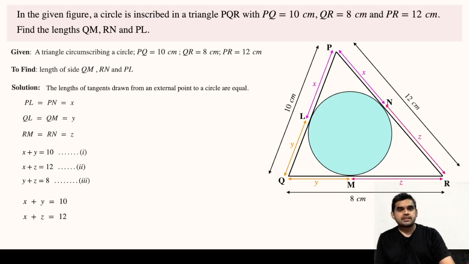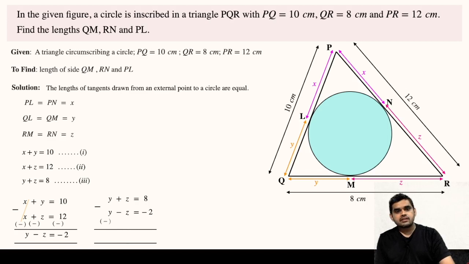Now let us solve equation number 1 and 2. We will subtract. So on subtracting this, X will vanish and we will get Y minus Z is equal to negative 2. Let us look at equation number 3 and this equation that we obtained. So equation number 3 says Y plus Z is equal to 8, and the equation that we just obtained says Y minus Z is equal to minus 2. So from here we can subtract, so Y will vanish and we will get 2Z is equal to 10 or Z is equal to 5.